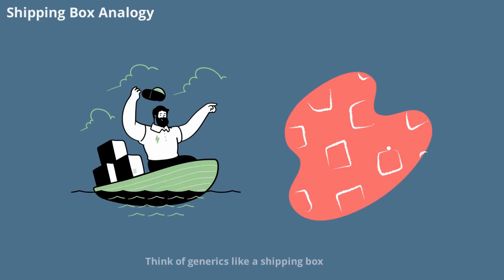Think of generics like a shipping box. You don't build separate trucks for every type of item. Instead, you have a generic box T that can securely transport any item type. This analogy shows how generics make your code more adaptable and efficient.